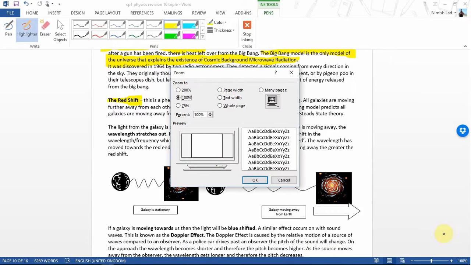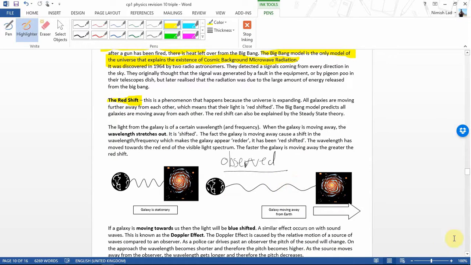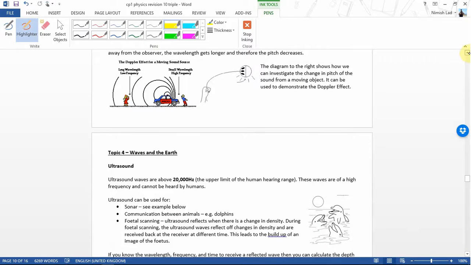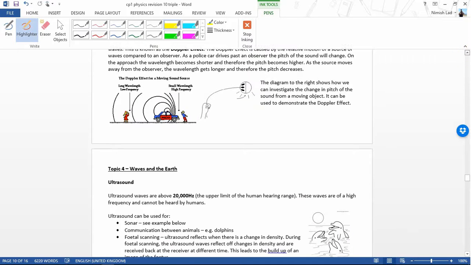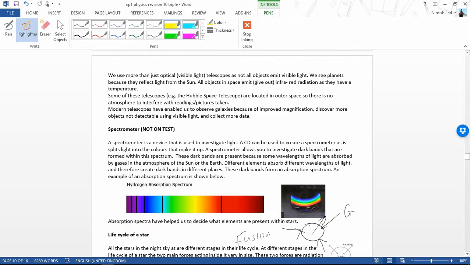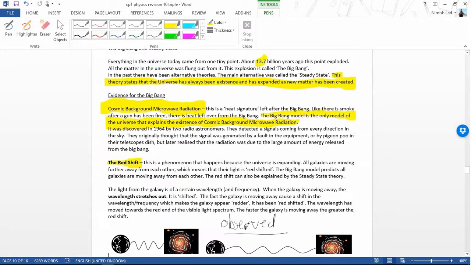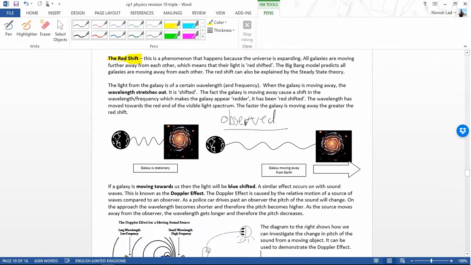So what if it's coming towards us? It's going to end up with a blue shift. Okay, so if it's coming towards us, it'll end up having a blue shift. Now, the thing with the blue shift is that it tells us that galaxies must be coming towards us. If galaxies are coming towards us, the wavelength is therefore getting shorter.